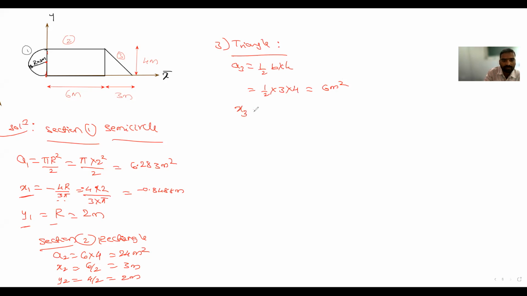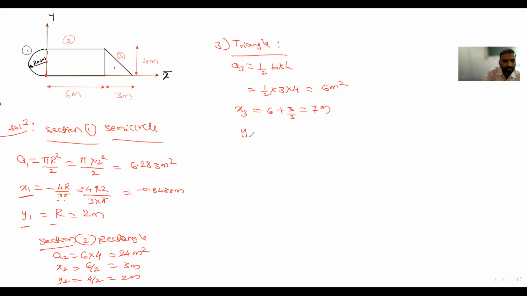Next, x3. You have to calculate x3 from the reference axis. From this to this much, how much is it already? 6 meter, so this is already plus. From this point to this point, the CG is here. Okay, what is this distance? B by 3. B by 3, correct? Yes, sir, that is 3 upon 3. That is equal to 7 meter.